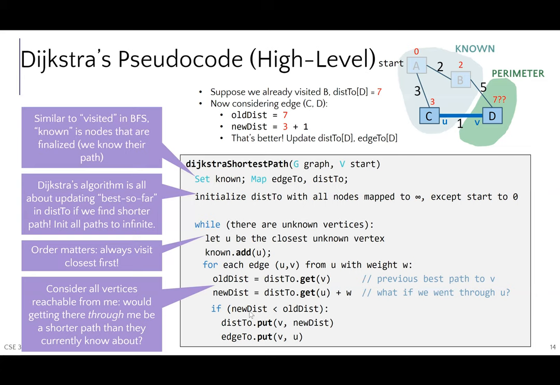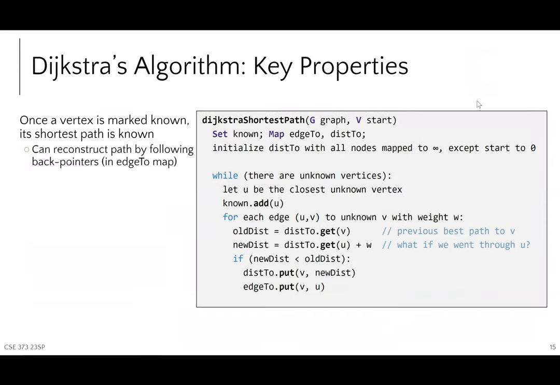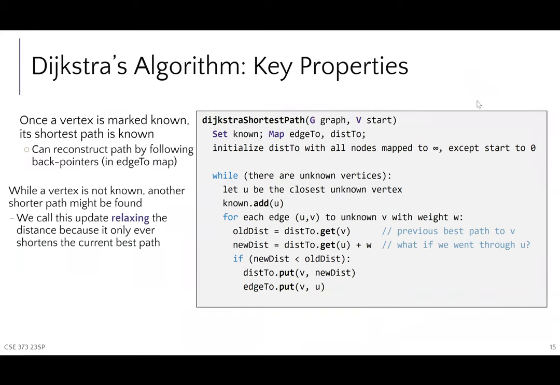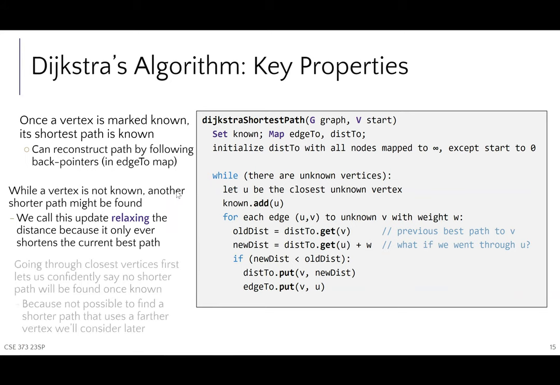If the new distance is smaller than the old distance, then we replace the distance that's stored in that map and we lock in that back pointer in the edge2 map. So technically, this act of moving through and looking for shorter paths is called relaxing, in case you ever hear that word come up.